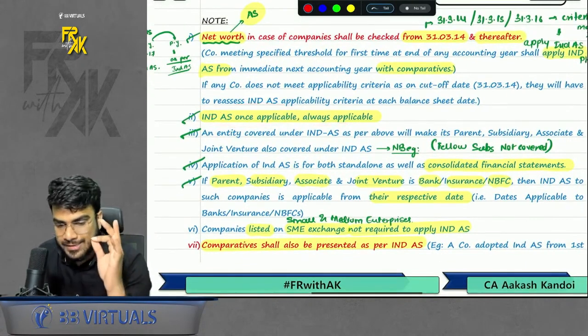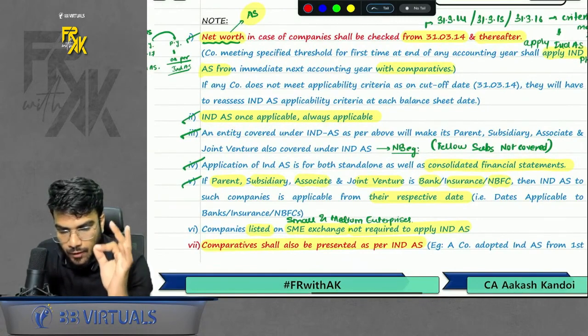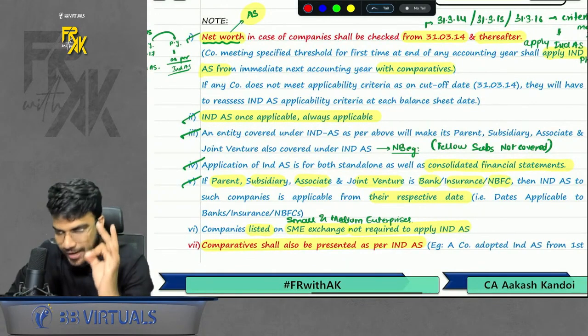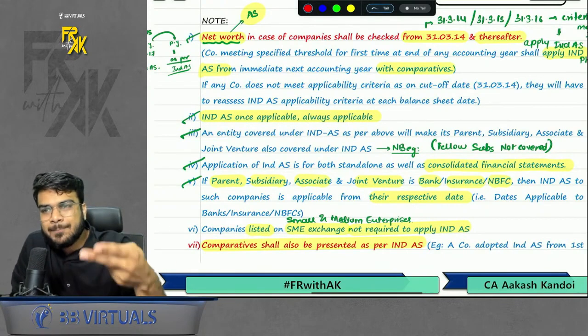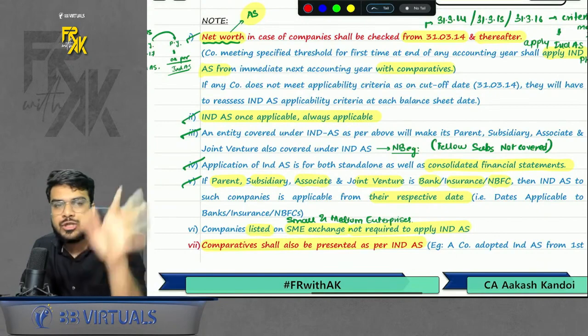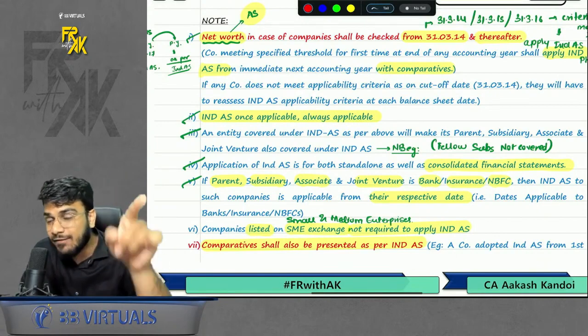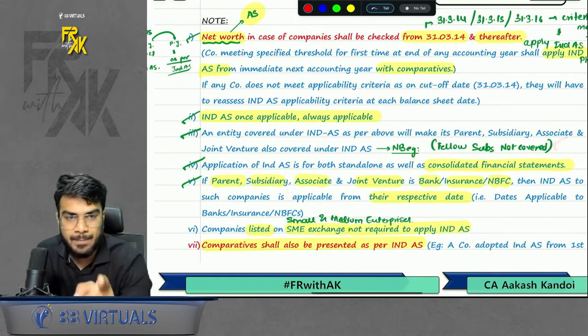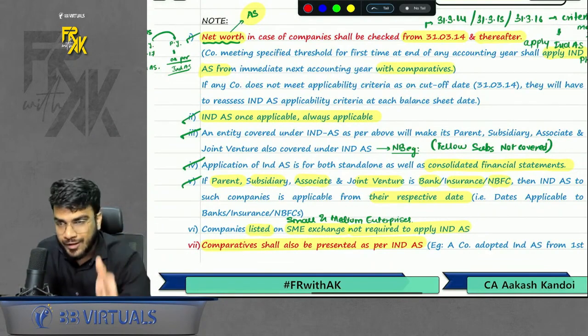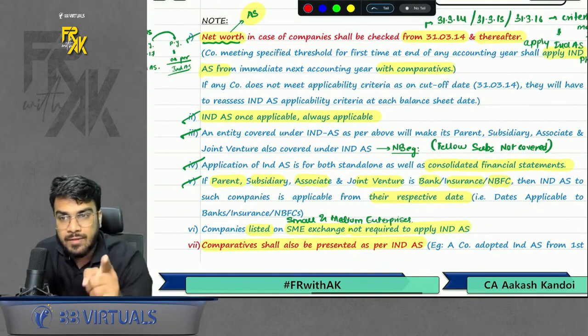Also, we discussed one more point. If IND AS becomes applicable to any company, by default its parent, subsidiary, associate and joint venture will also get covered. But one company will not get covered, and that was the fellow subsidiary. We discussed this point with the help of an example as well. Do you remember this part from yesterday? Fellow subsidiaries are not covered, but there was one more point.